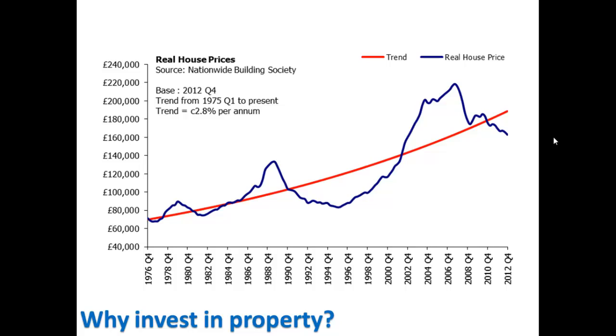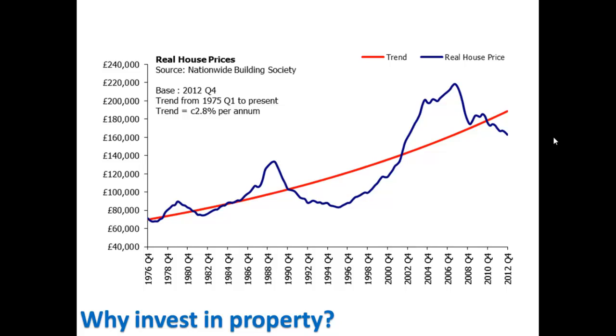So what this shows is over a number of years, the average house price has gone from around 70,000 to around 180,000 in the UK. So what does that mean? Well, it's increased in value. It's more than doubled from 1976 to 2012.